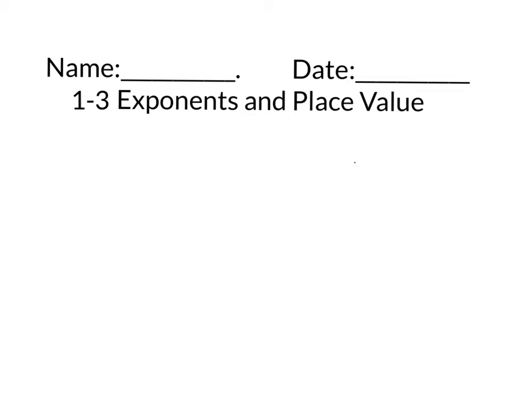And again, you should have your name and your date. Today you're writing for a title, Exponents and Place Value, and it should be underlined just like that. If you've already done that, please go to the next page. If not, pause it and then come back to the next page in 3, 2, 1.